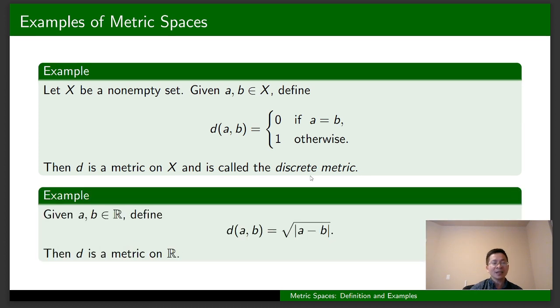Finally, given two elements A and B in R, we define D(A,B) by taking the square root of the absolute value of A minus B. We can show that D is a metric on R. Later on, we're gonna talk about the notion of norm on a vector space over R or C. Then we can show that D cannot be induced by a norm. Okay, so we're gonna talk about that in our future video. So let's wait for that.